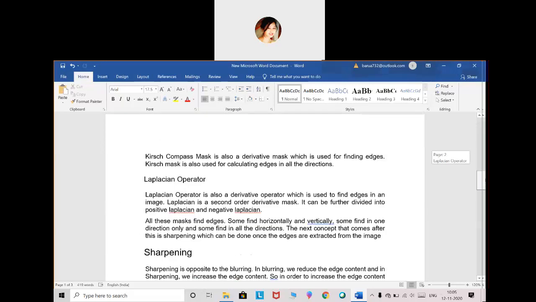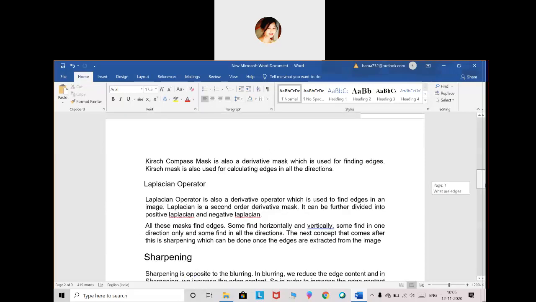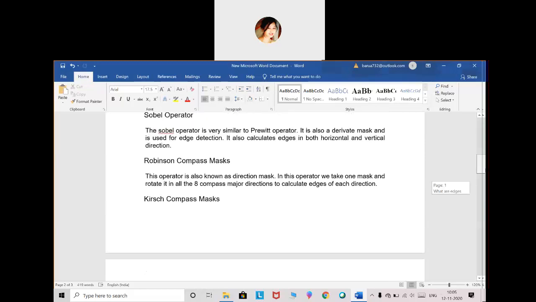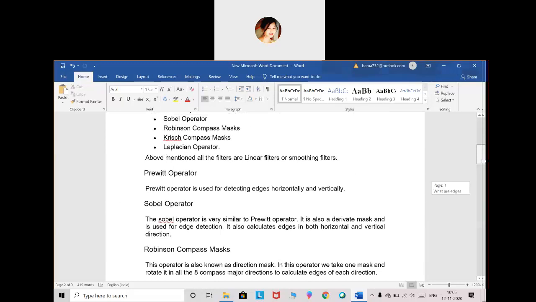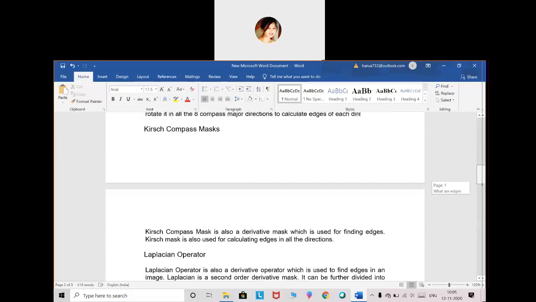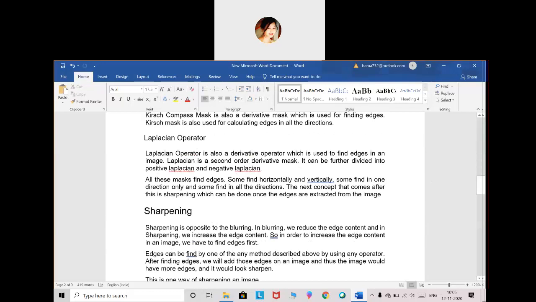And comes Laplacian. The Laplacian operator is also a derivative mask or operator which is used to find the edges in an image. It uses a second order derivative mask, unlike the Sobel operator or Prewitt operator. Robinson is a direction mask. The Laplacian operator uses a second order derivative mask, and this can be further divided into positive Laplacian and negative Laplacian mask.